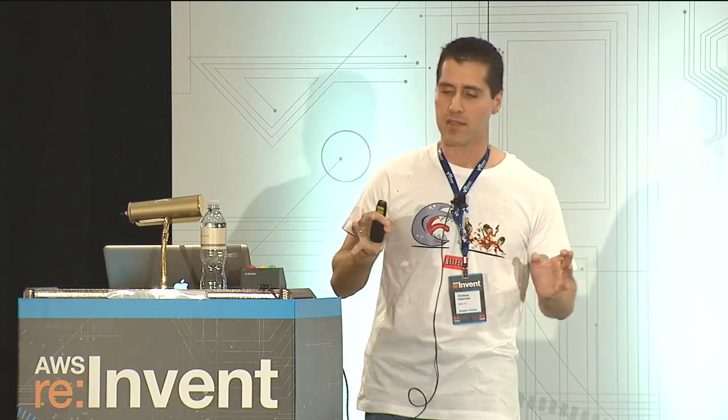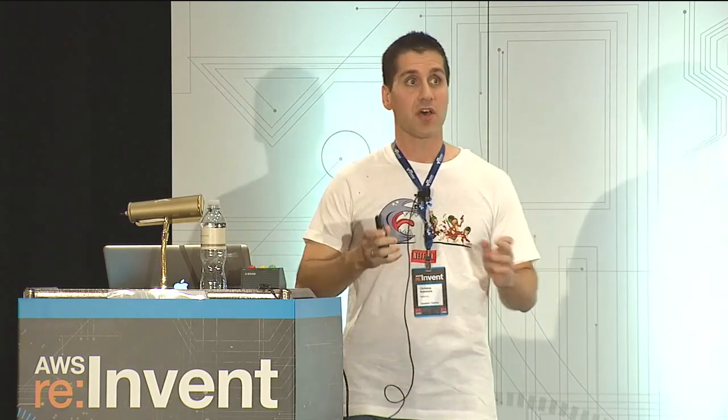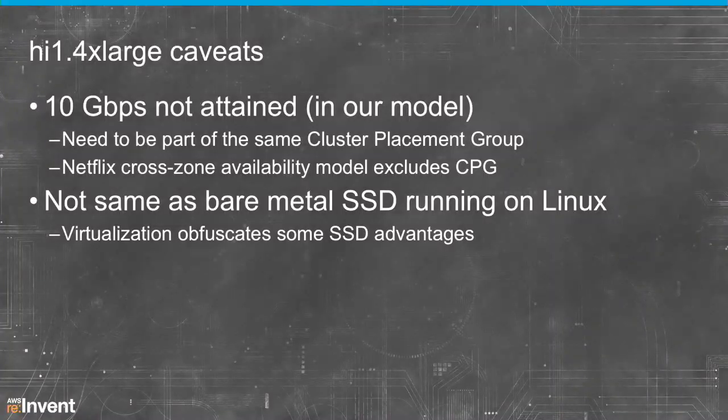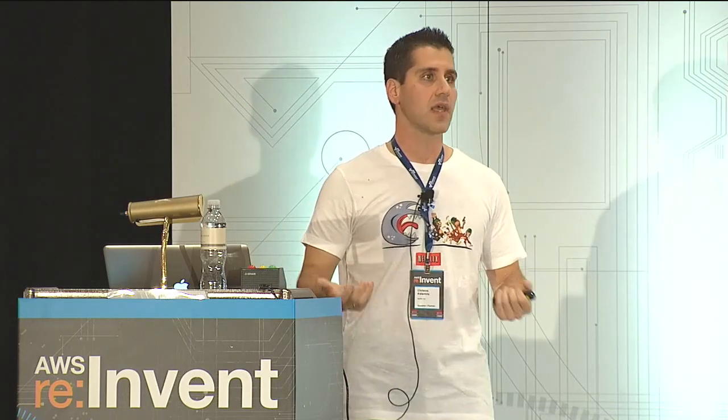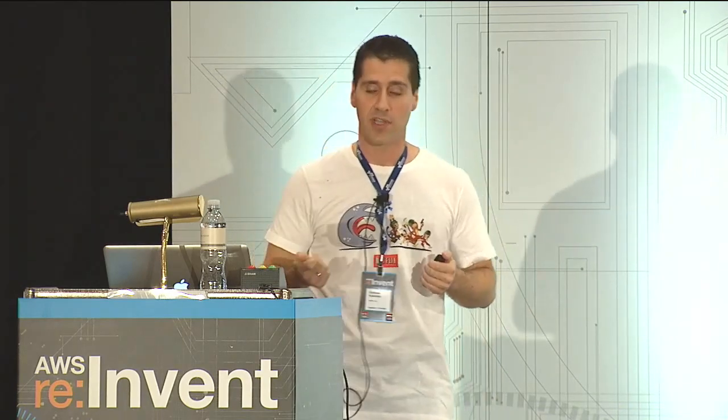Now, let's talk about some caveats. When I first saw the specs for the high ones, this thing just popped out at me: 10 gigabit per second. But you get 10 gigabit per second only if you're in the same cluster placement group. If you're familiar with Netflix's cross-zone availability model, where we spread our applications across 3 zones, well, you don't get the 10 gigabit across zones, and you definitely don't get it across regions. So, there is a footnote, read the fine print, and be careful about that.